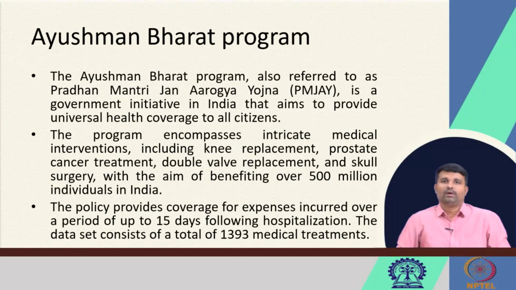The Ayushman Bharat program, also referred to as Pradhan Mantri Jan Arogya Yojana, is a government initiative in India that aims to provide universal health coverage to all citizens. The program intends to cover medical interventions including knee replacement, prostate cancer treatment, double valve replacement, and skull surgery, with the aim of benefiting over 500 million citizens in India. The policy provides coverage for expenses incurred over a period of 15 days following hospitalization. The dataset consists of a total of 1393 medical treatments.